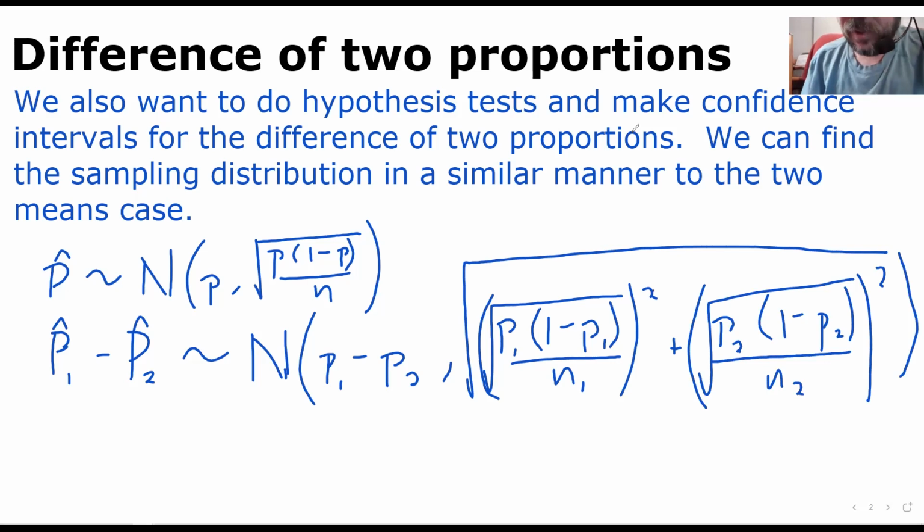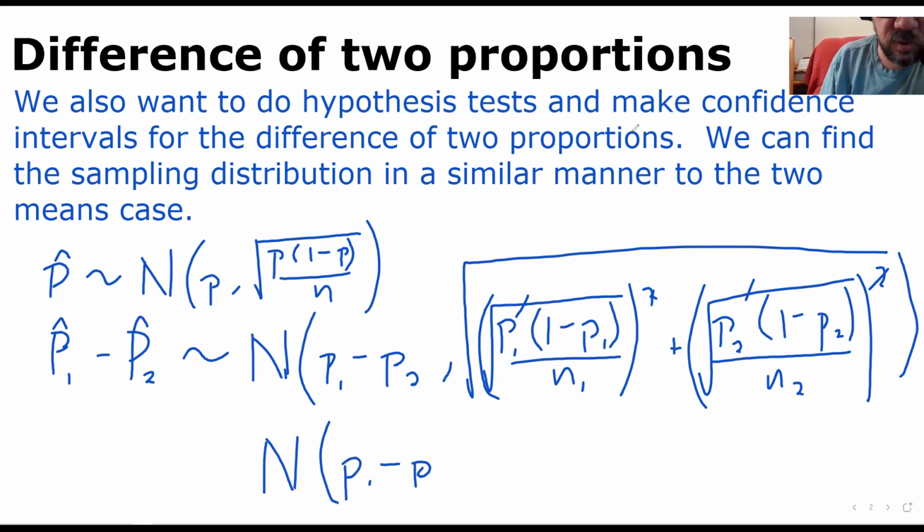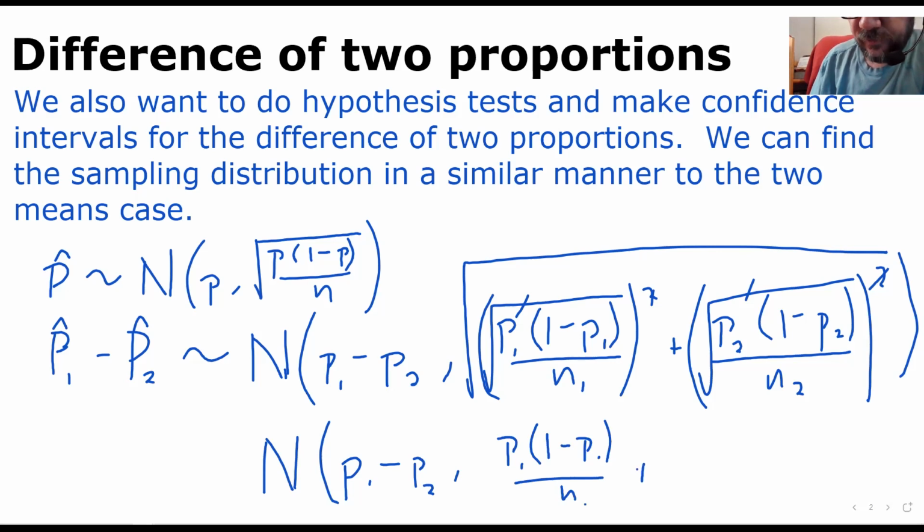Now, obviously, what's going to happen here is this squared is going to cancel with that square root, and this squared is going to cancel with this square root, and we're just going to be left with the stuff with no square roots on it inside. So that's a normal distribution with mean P1 minus P2 and standard deviation the square root of P1 times 1 minus P1 over N1 plus P2 times 1 minus P2 over N2.